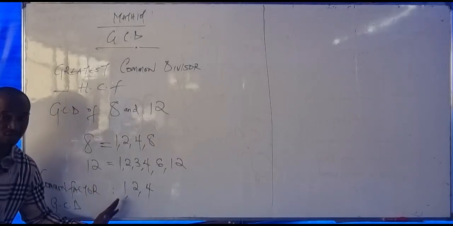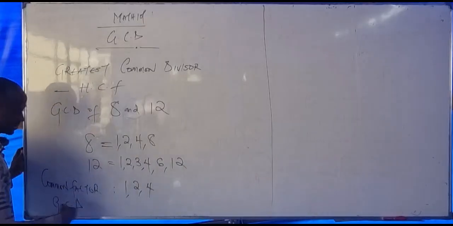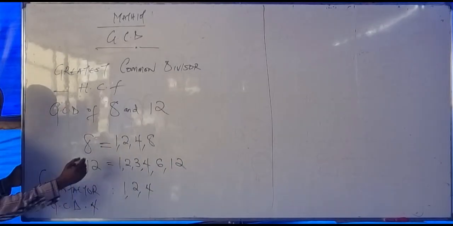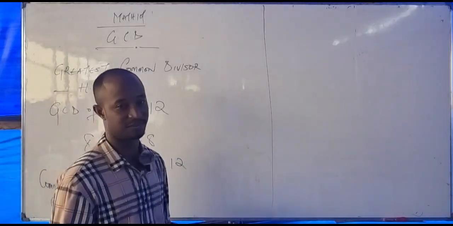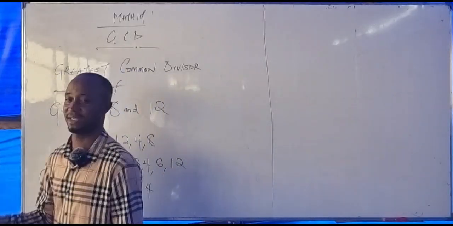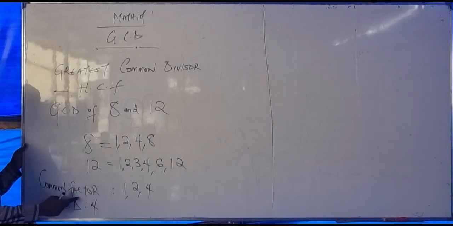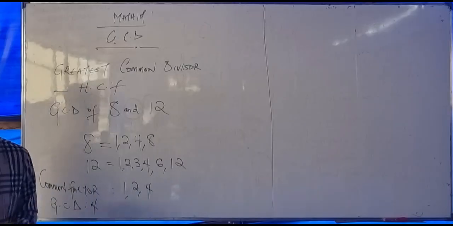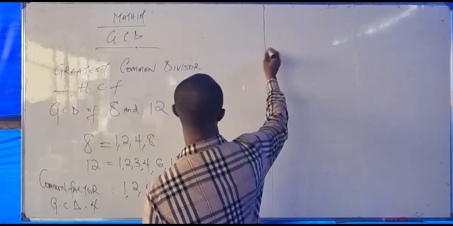These are the common factors of 8 and 12, but the greatest here is 4. Are you seeing it now? This is just a simple way of finding GCD. But there are some bigger numbers whose GCD we cannot calculate by bringing out their factors. Are you following? There are methods of finding GCD.